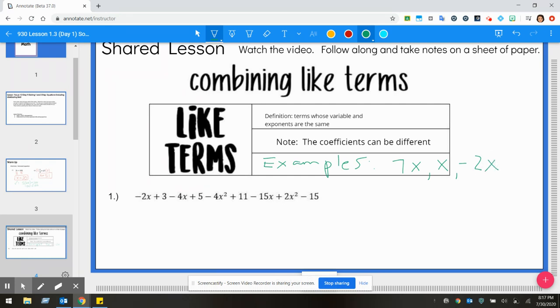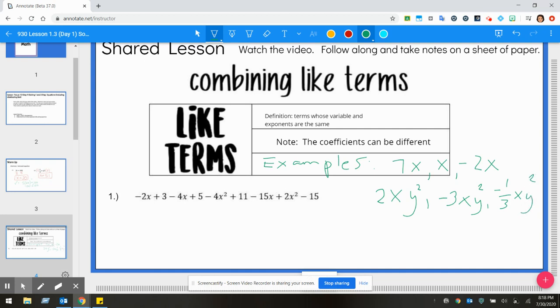So you take a look at the variables. These are 3 separate terms. So 7x is a term, x is a term, and negative 2x is a term. Terms can be a single number, they can be a variable, or they can be a combination of numbers and variables. Okay, another example of like terms are 2xy squared, negative 3xy squared, and negative 1/3 xy squared.